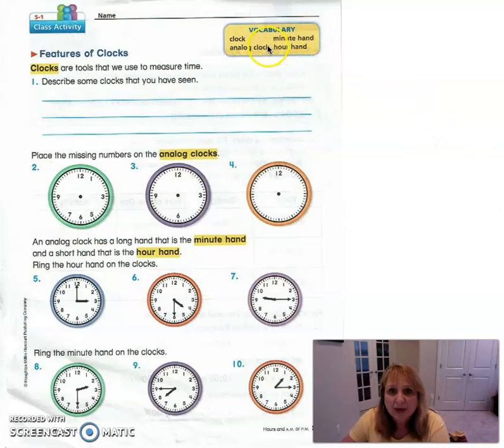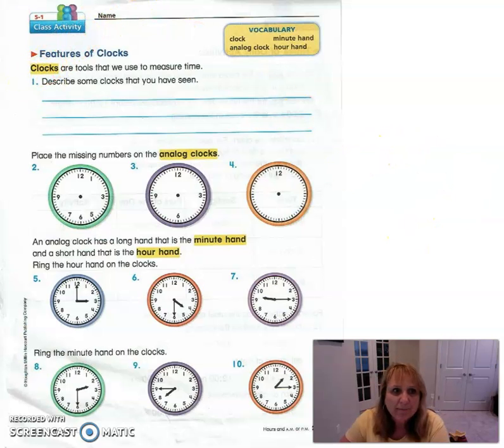Okay, our vocabulary for this chapter is up here in the little yellow box. Our vocabulary words are clock, analog clock, we're going to find out what that means if you don't already know, minute hand, and hour hand. All right, so an analog clock is this kind of clock that you see on this page right here. And it's the kind that has the numbers on it and has the minute hand and the hour hand that moves around.